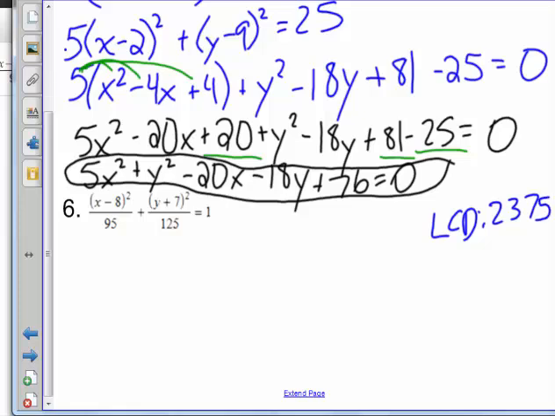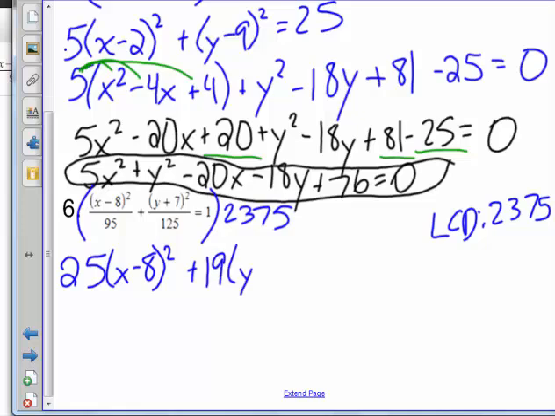So we're going to take everything and multiply by 2375. So we have 25 times x minus a squared. And then for the second term, we're going to take 2375 divided by 125. And what do we get? 19 times y plus 7 squared equals 1 times this number. We're just going to get that equation.